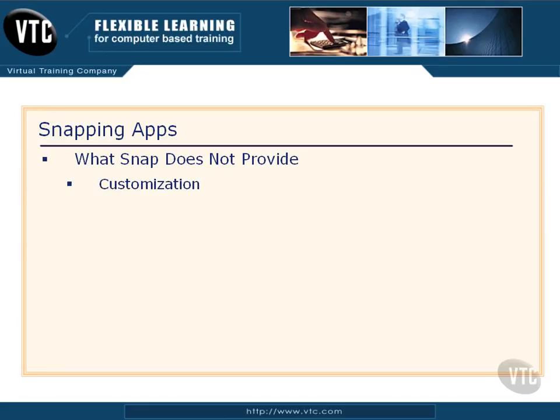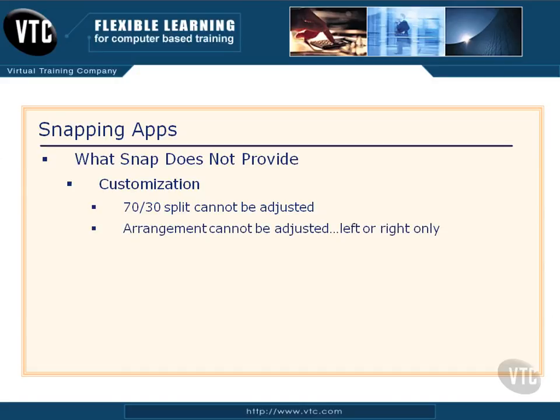Now let's talk about what Snap does not provide, and quite honestly this is where Microsoft still has some work to do. On customization, you can't customize it. The 70-30 split can't be adjusted. You're stuck with that, and you're just going to have to live with it for a while. The arrangement cannot be justified. It's left or right, not up or down, top or bottom. All you get is left and right. It's not a big deal because even in the Windows 7 docking functionality, you only had left or right, so most people won't miss that.